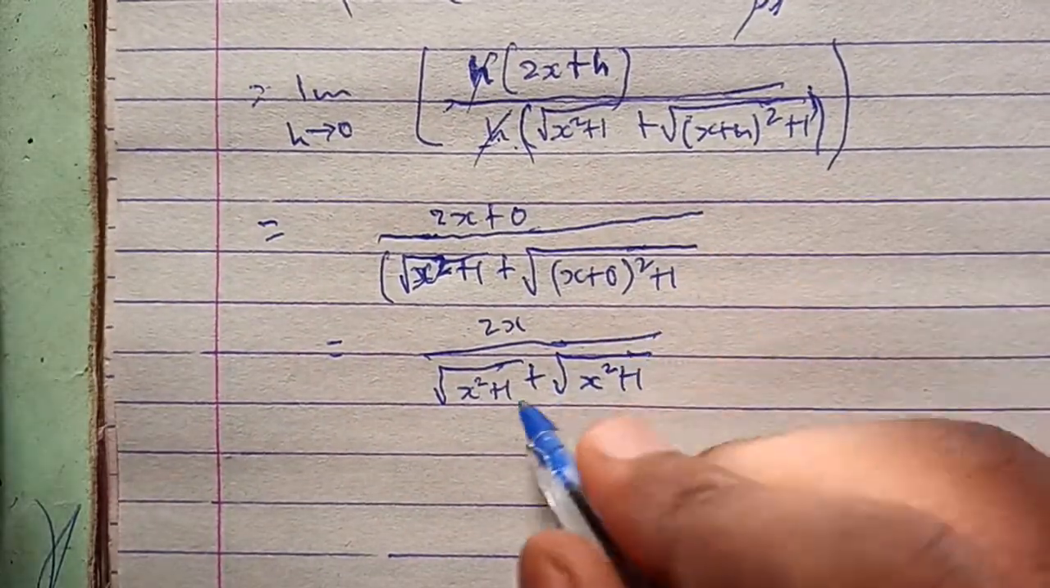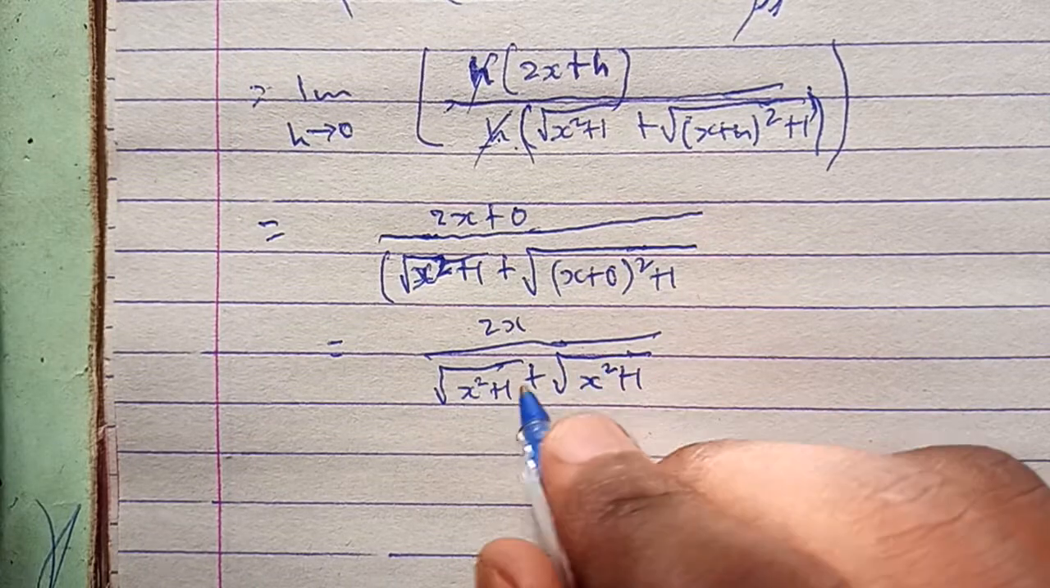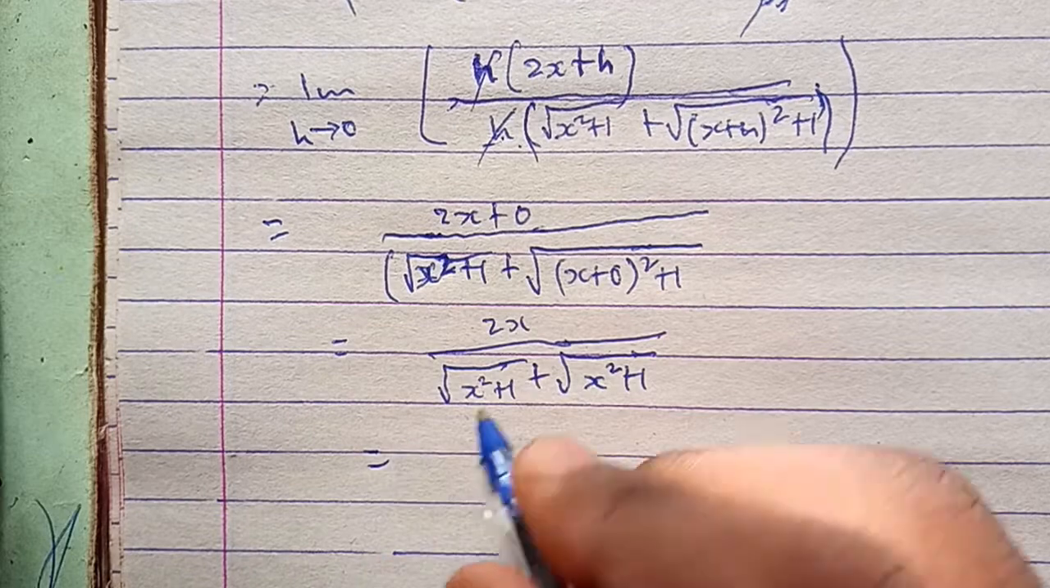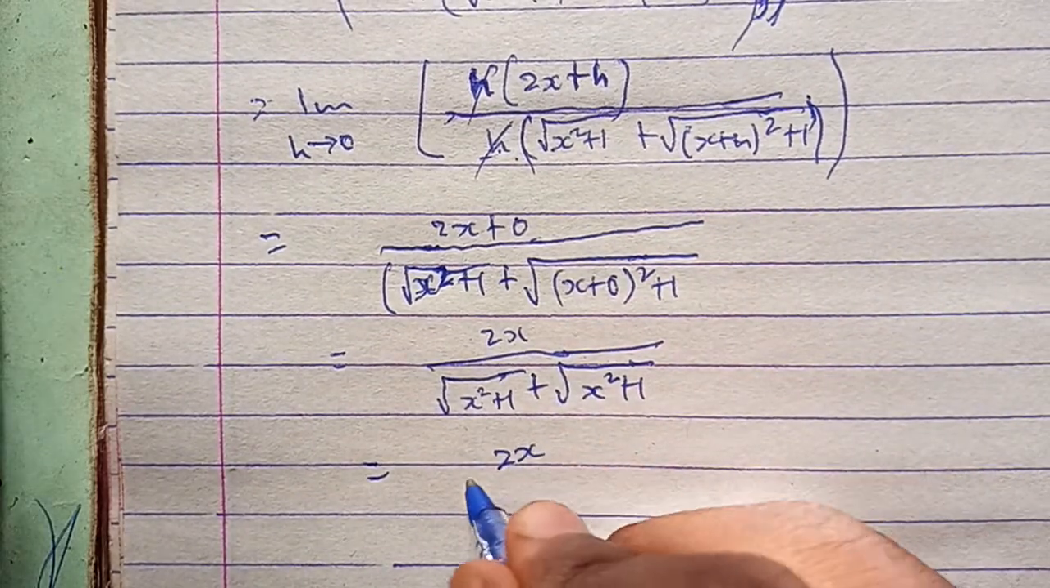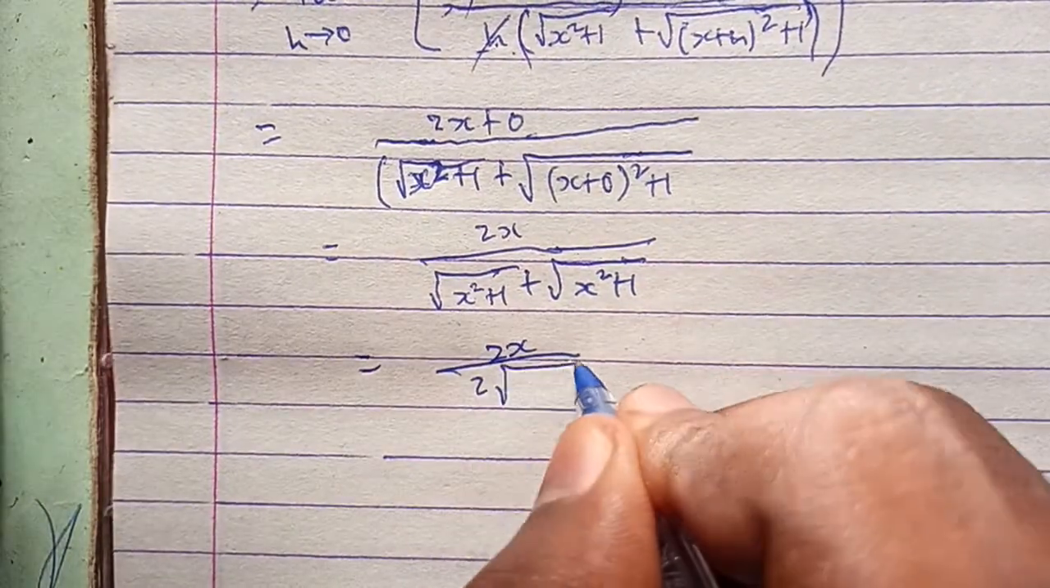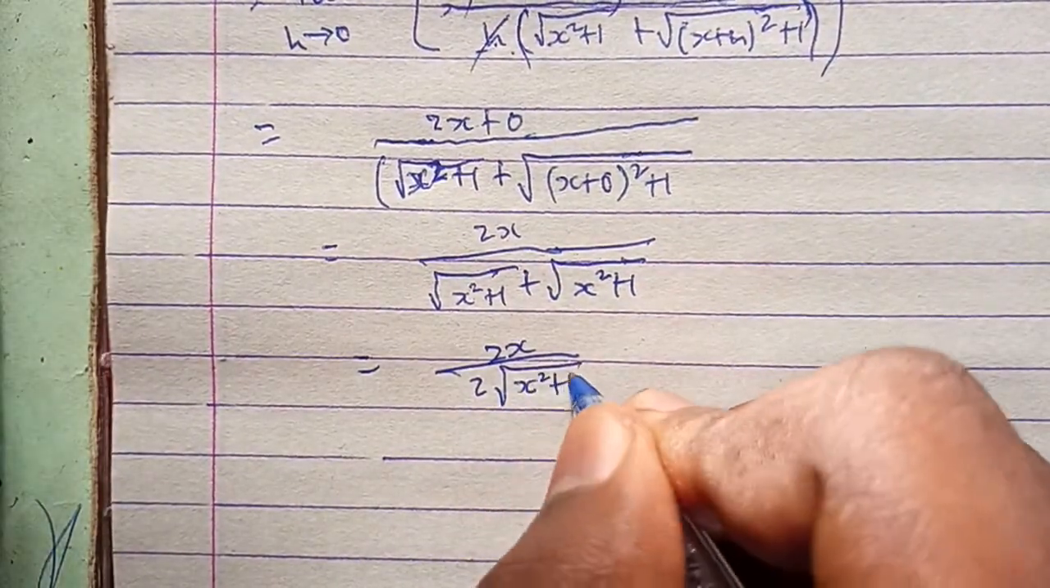So now we realize that these terms are common, so we add them. So guys, we'll further get 2x all over 2 root of x squared plus 1.